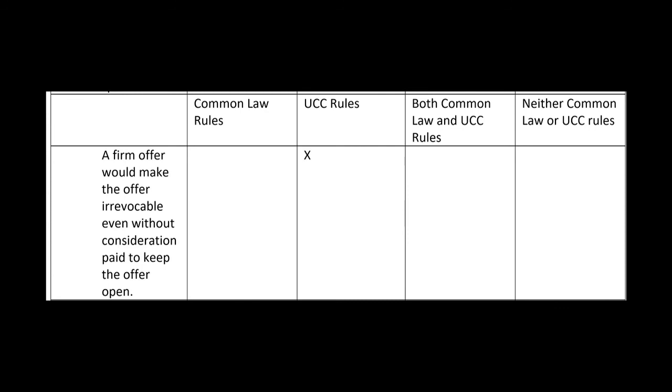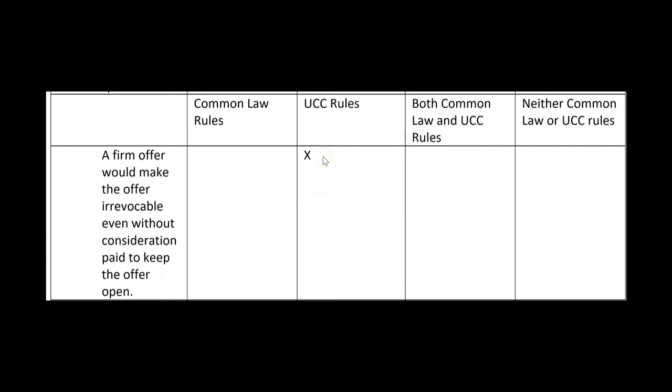A firm offer would be made by a merchant in writing that gives some type of assurance that the offer is to remain open. So here's where I send you a written offer to sell you 100 cases of Snapple at $10 a case. That offer remains open. I can't revoke that offer if I signed it, if it's in writing, if it's made by a merchant, and if it's for the sale of goods under the UCC.